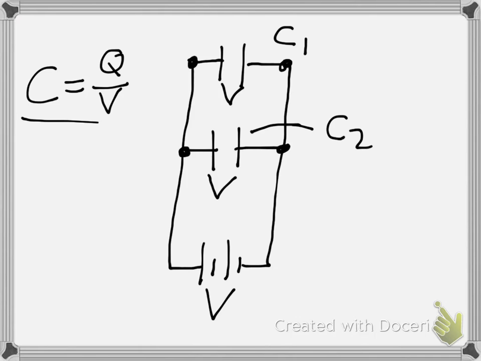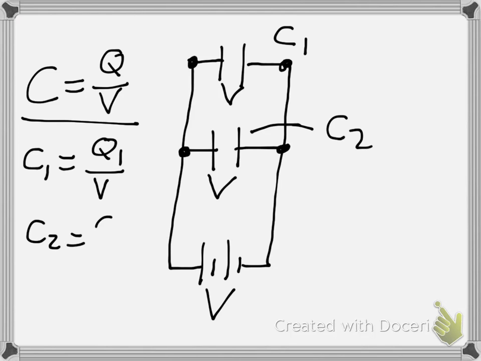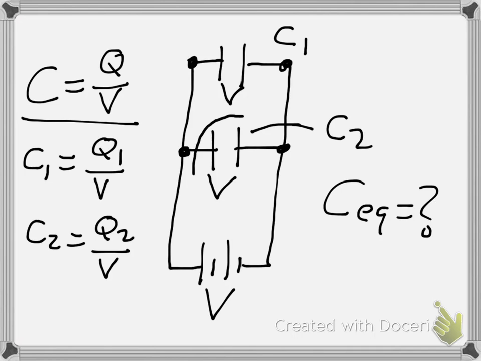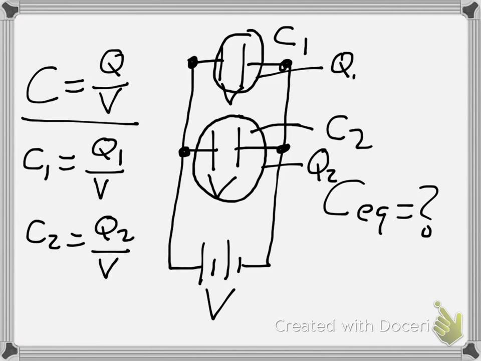So using the definition, we can write C1 is equal to Q1 over V, and C2 is equal to Q2 over V, where Q1 and Q2 are the total charges on the capacitors. Right? And we want to know what is the equivalent capacitance here. Alright, so let's think about that real quick. Well, first of all, the total amount of charge on C2 here will be Q2, and the total amount of charge on C1 will be Q1.